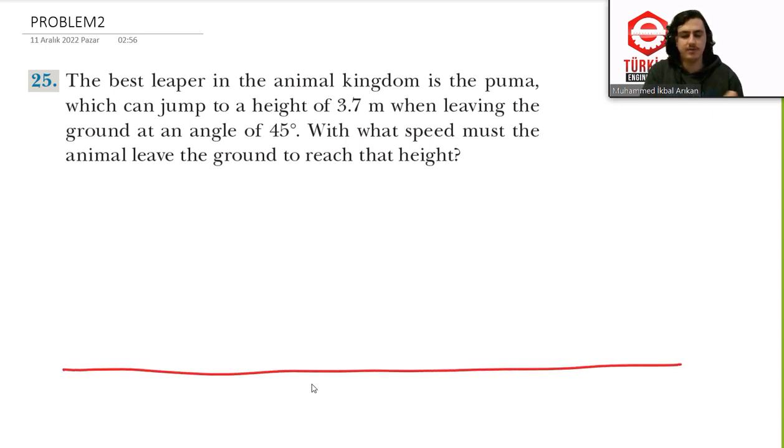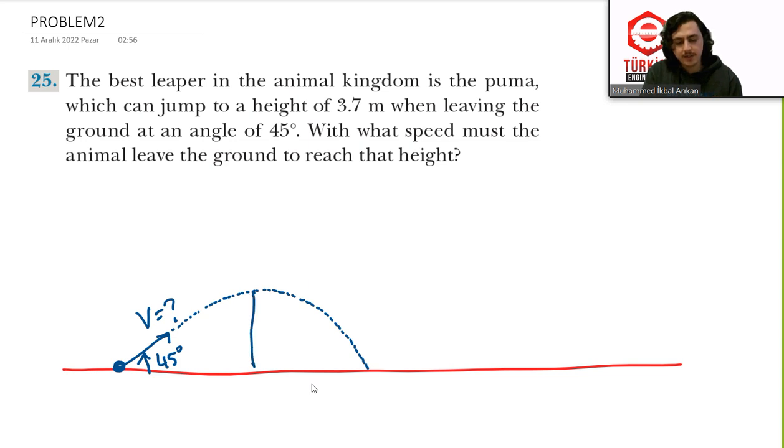So I have ground here, and let's say just this puma as a particle starting from this point with an initial velocity, and it's asking about this speed. What's this speed? And I know the angle, which is 45 degrees. So actually it will be just treated as a projectile motion. It will jump, then hit the ground this way.